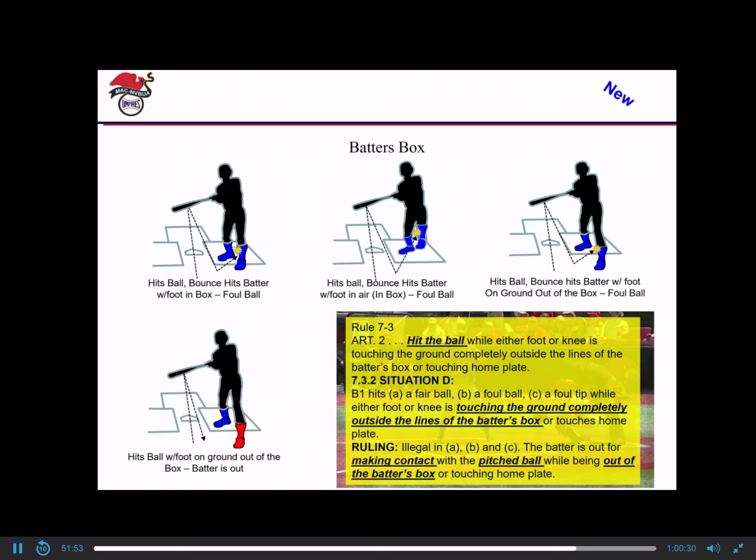And here's our rule reference. Completely outside the lines of the batter's box. That's when he puts himself in jeopardy. And here's an example of a case play.